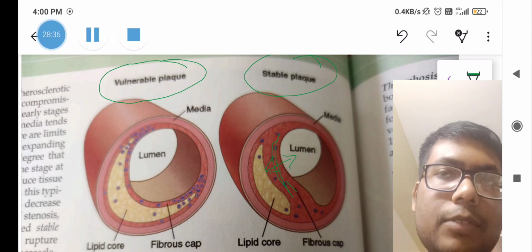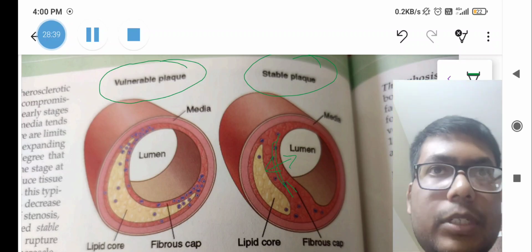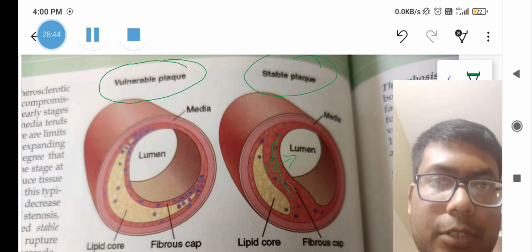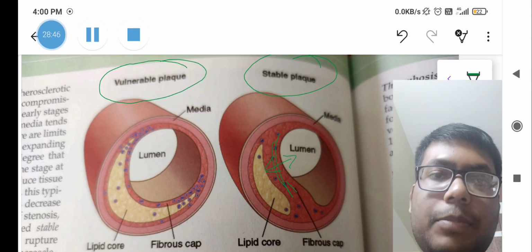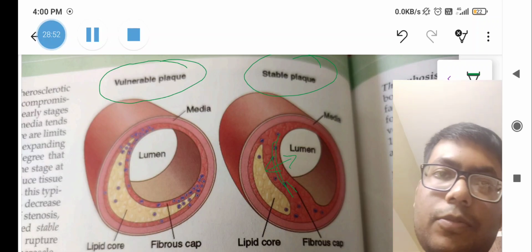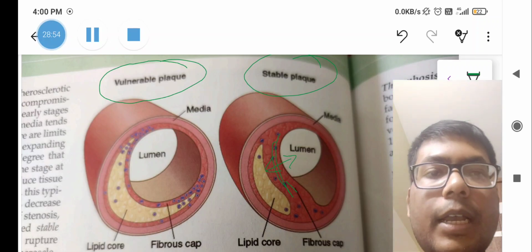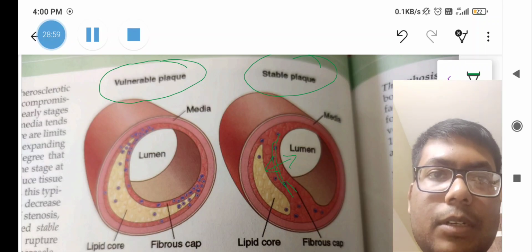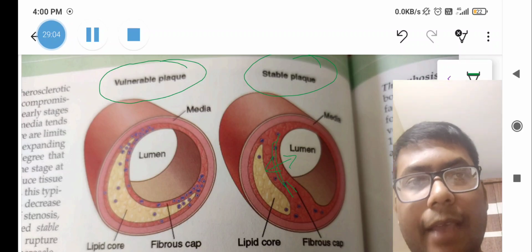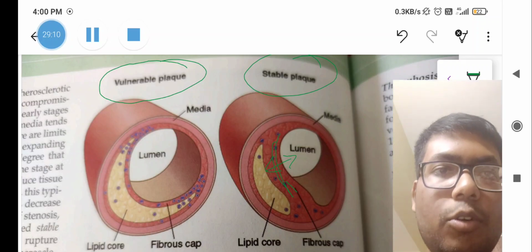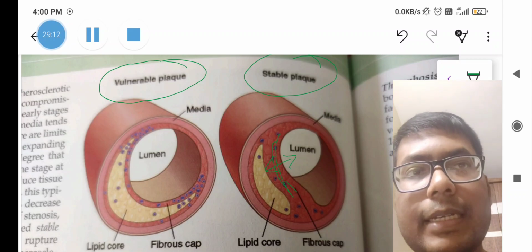Because if there is rupture of the plaque, there are more chances of other complications like aneurysm or rupture of the vessel, and if there is an aortic aneurysm and it ruptures, it is very deadly. If the patient is hospitalized, then also there is more chance that the patient will not survive, and if not hospitalized, then it is obvious that the patient will die after some time. But if the cap is more thick, like there is more muscular component, then that is called the stable plaque.